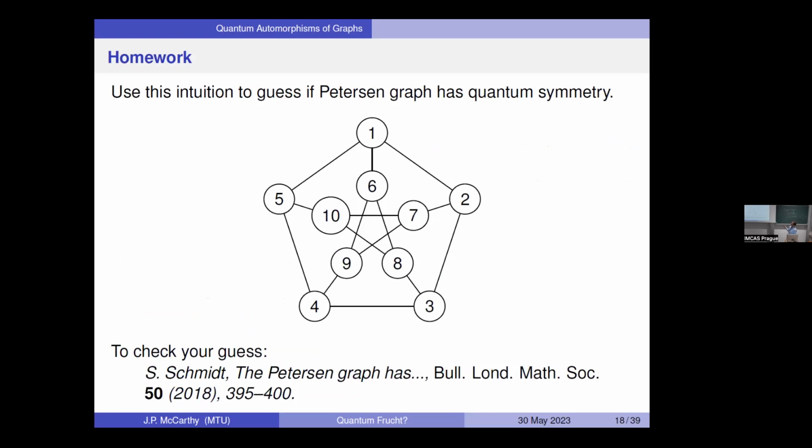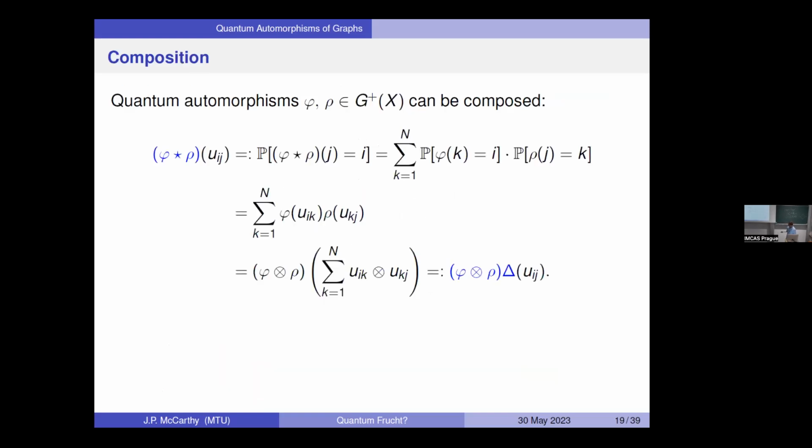And then the homework as such would be, if you have picked up any intuition from this, to try and use your intuition to guess whether the Petersen graph has quantum symmetry. Turning the pictures I showed into proofs isn't too bad. This one I think is a bit harder. But I suppose the question is, the intuition is probably harder when you don't know the answer. Right. So that's kind of our intuition.